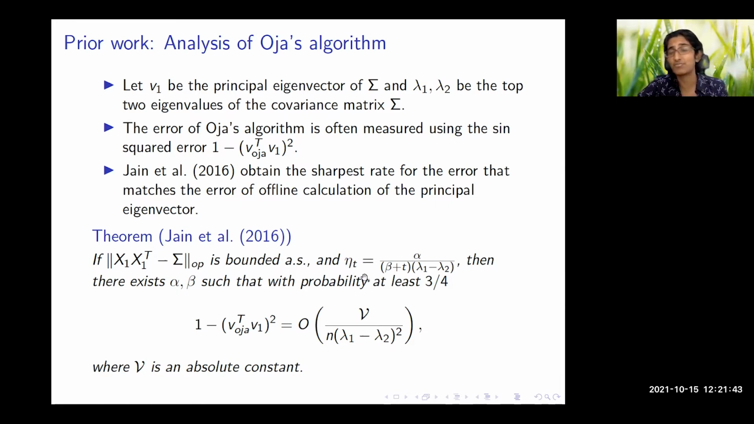So eta t is roughly some constant over t. There is this lambda 1 minus lambda 2 that has to come into play. Then with a constant probability bigger than half, the sine squared error is going to go down as 1 over n. And this giant, I don't know what that is, it's like a giant nu or something. That's a constant which basically depends on the distribution of the data, or parameters of that distribution, and it is an absolute constant. Those are the assumptions they put in so that it ends up being a constant. Okay, so this is known.